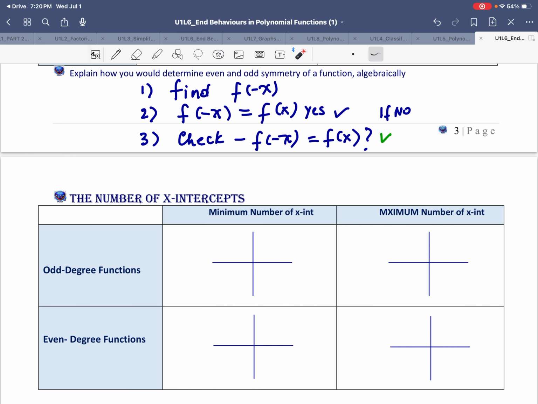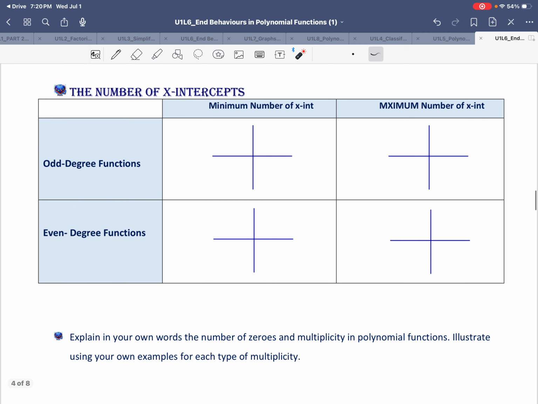Now, the number of x-intercepts, that's another interesting, very important, and very easy to understand and remember. Odd degree polynomial functions will always have at least one x-intercept. The reason why is because odd degree polynomial functions at their ends will go in opposite directions, positive and negative infinity. So what that means is that the graph will need to cross the x-axis.